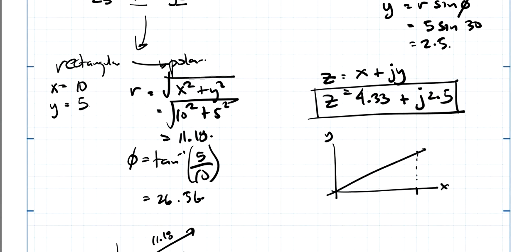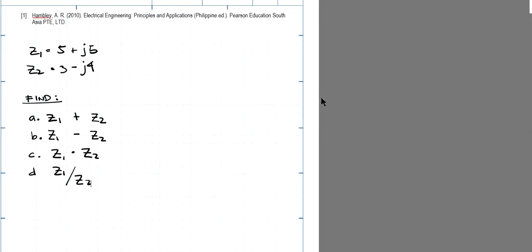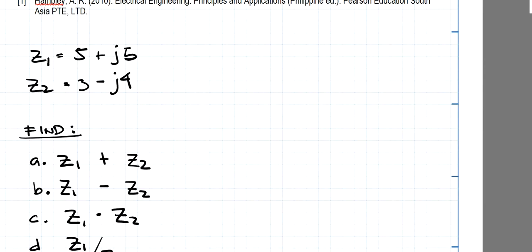we have here. So here's our z is equal to 4.33 plus j2.5. Okay, so the last sample problem we have is we need to do the operation.